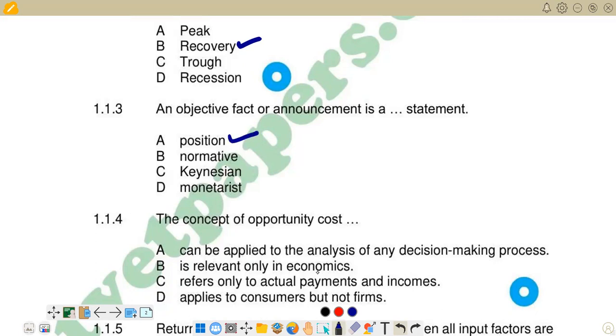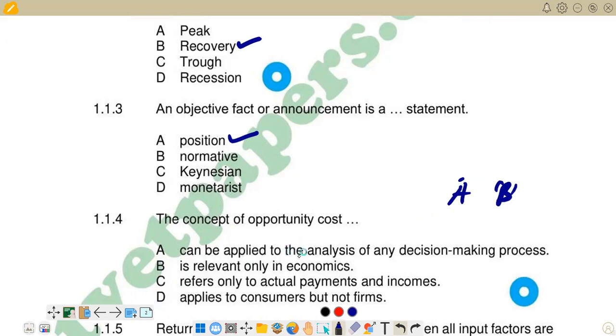Then you go to 1.1.4, and 1.1.4 reads, the concept of opportunity cost is what? We know that opportunity cost is the cost of the best alternative forgone. When we are talking about opportunity cost, for example, we have a choice that we have to make between maybe A and B, and then we choose A. Opportunity cost becomes the value of the best alternative that we have forgone, that we have not chosen. So the value of B becomes the opportunity cost.